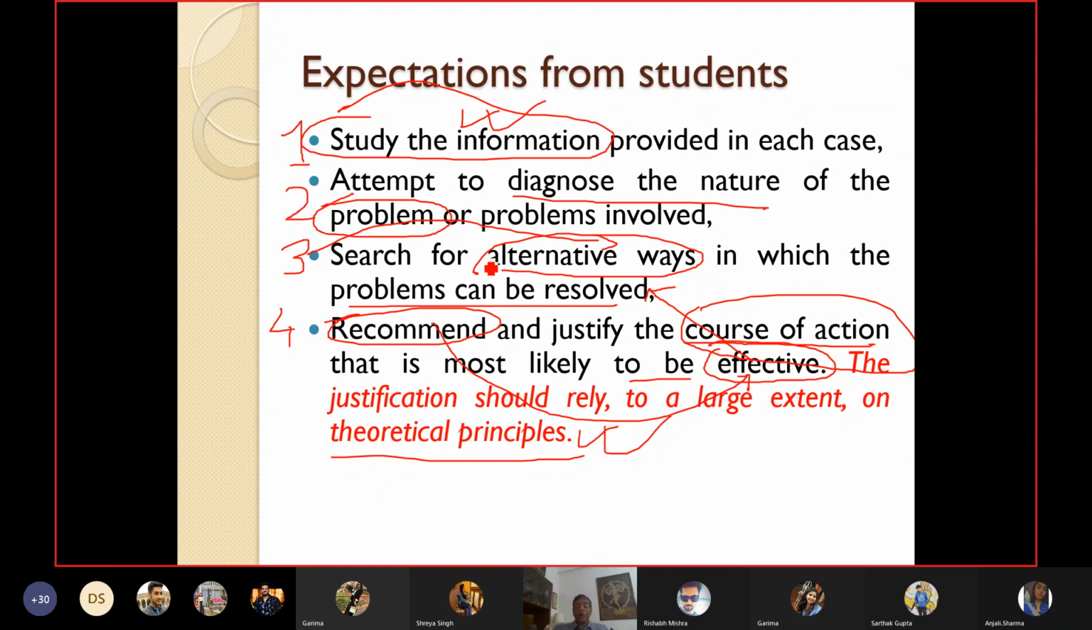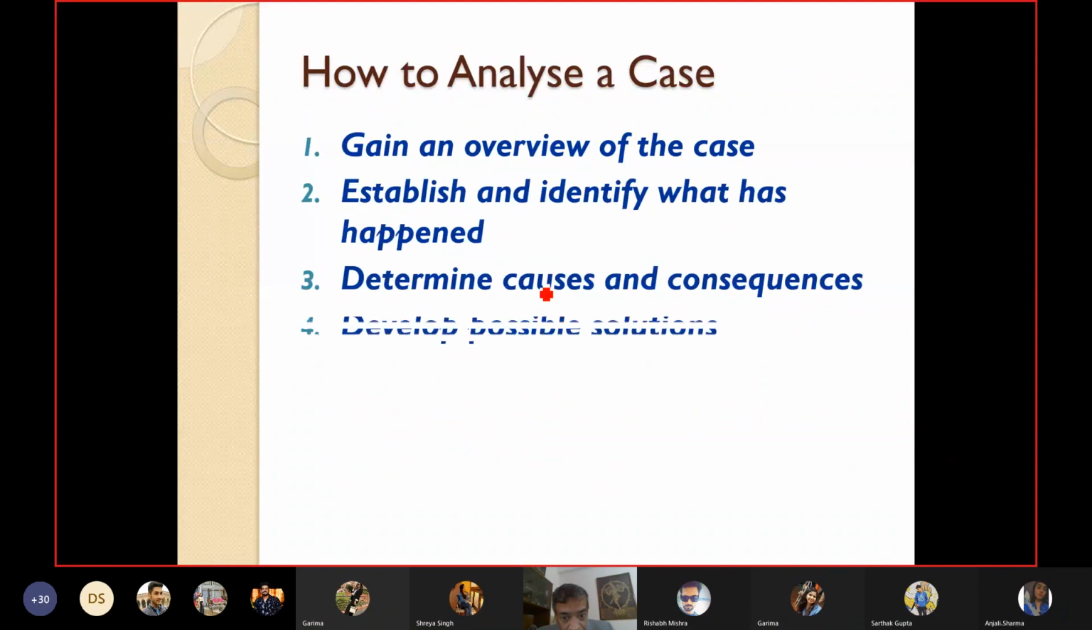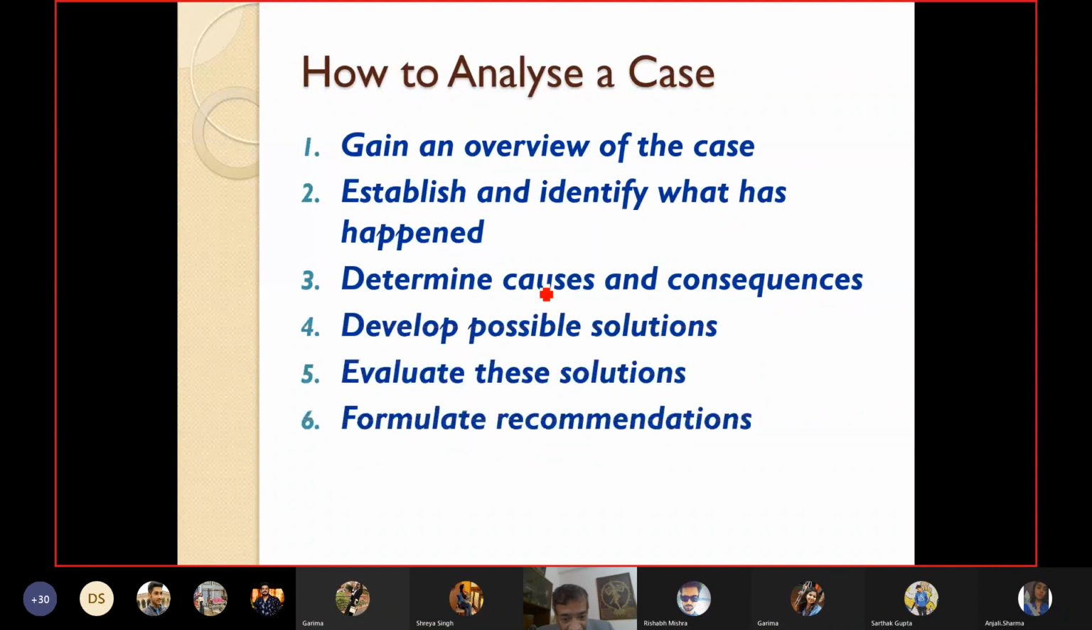Now, again, ladies and gentlemen, if you think there are three solutions, recommend the three, not a problem. But make sure those three are the most pivotal actions which are going to be the most effective in solving the problem. That's important for all of you, ladies and gentlemen. Yeah, this is exactly what I just said. How to analyze a case. How do you analyze a case?